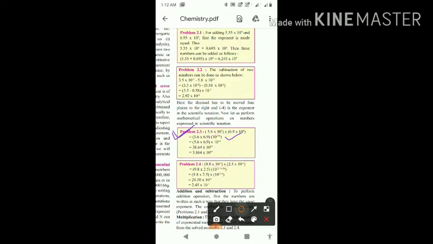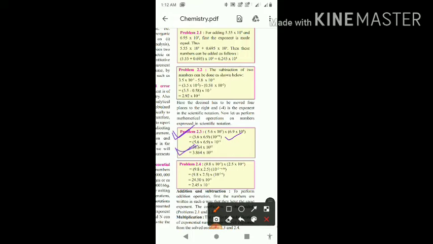So this is how we get 38.64 into 10 raised to 13. Again, you can also change the answer. If I shift this point towards left, I have to add one to the power. So 3.864 into 10 raised to 14. Okay, so this is how you will get your answer.